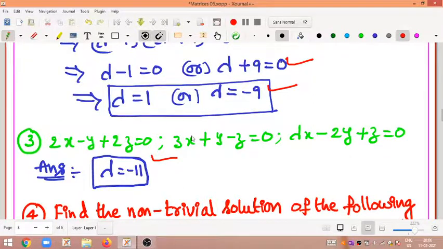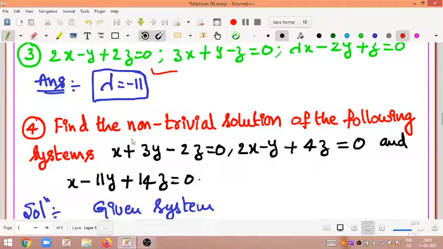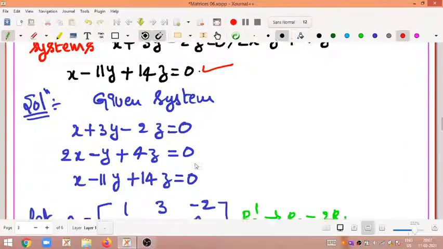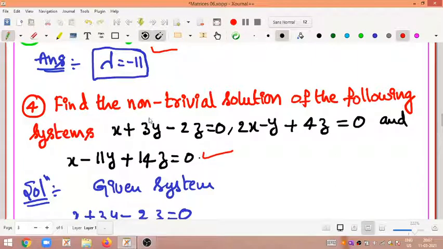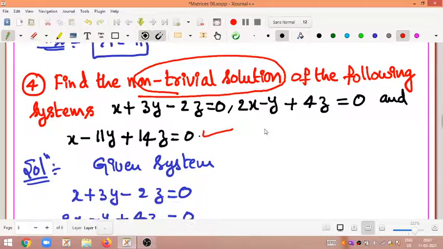I will move on to the next model, that is, find the non-trivial solution of the following system: x plus 3y minus 2z is equal to 0, 2x minus y plus 4z is equal to 0 and x minus 11y plus 14z is equal to 0. This is the given system. For the given system, we want to find the non-trivial solution.